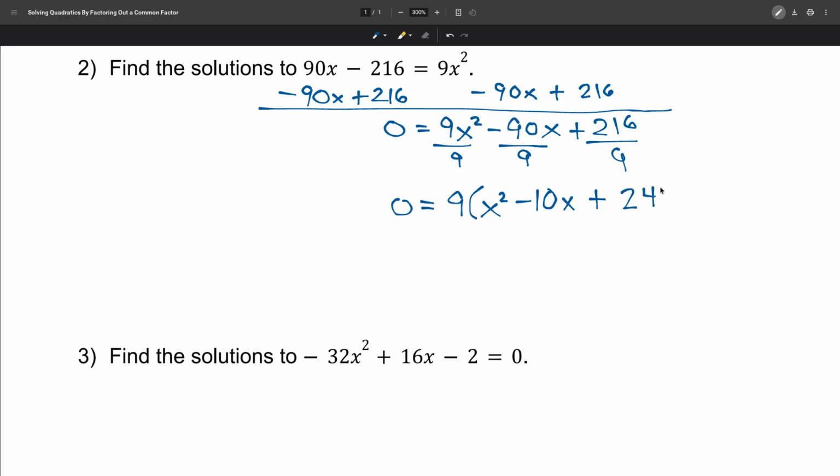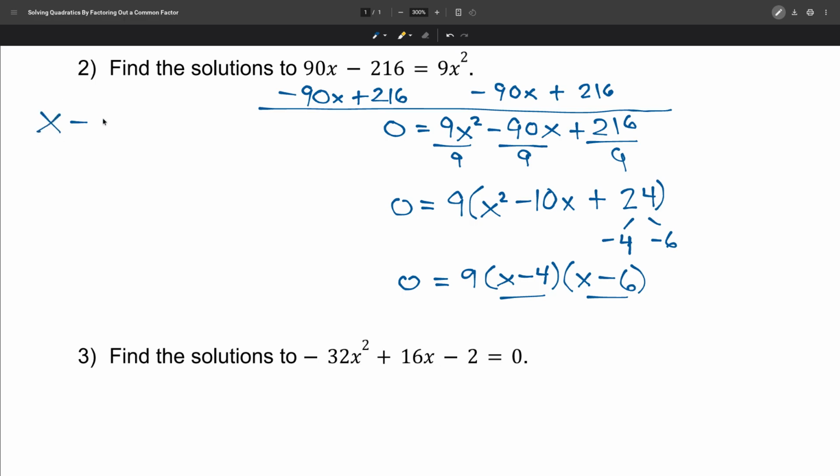All right, so when I factor this, I want the two factors to be negative because they have to multiply to positive 24 and add to negative 10. So negative 4 and negative 6 will work. So my equation becomes 0 equals 9 times x minus 4 times x minus 6. And now we can set each of these factors equal to 0.